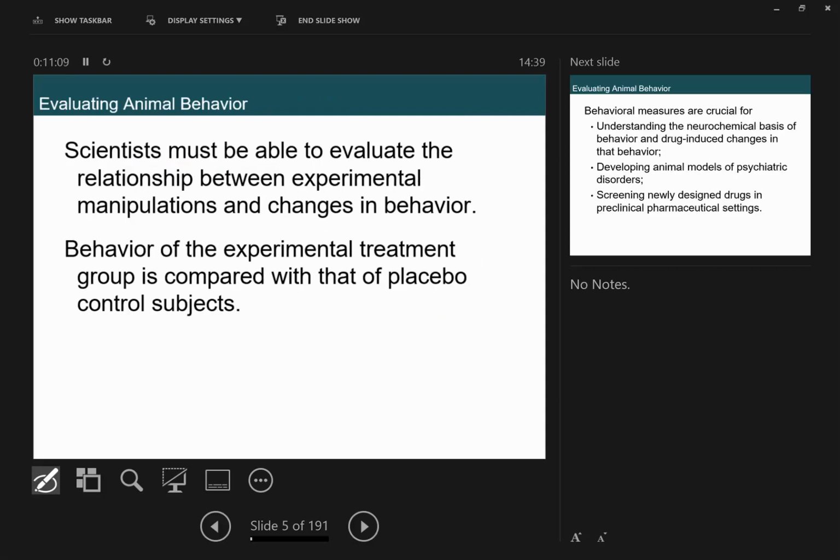All right. So again, we have to look at that, especially when we make a change, whatever that manipulation is, how does that affect behavior, right? And we do want to compare that typically to a placebo. Placebo you can think of as a control group, right? Okay.